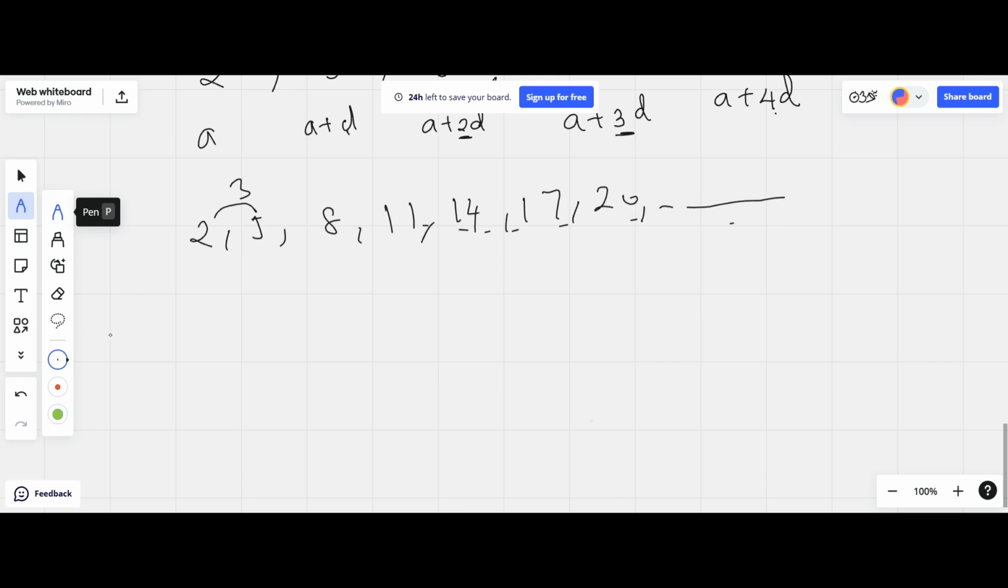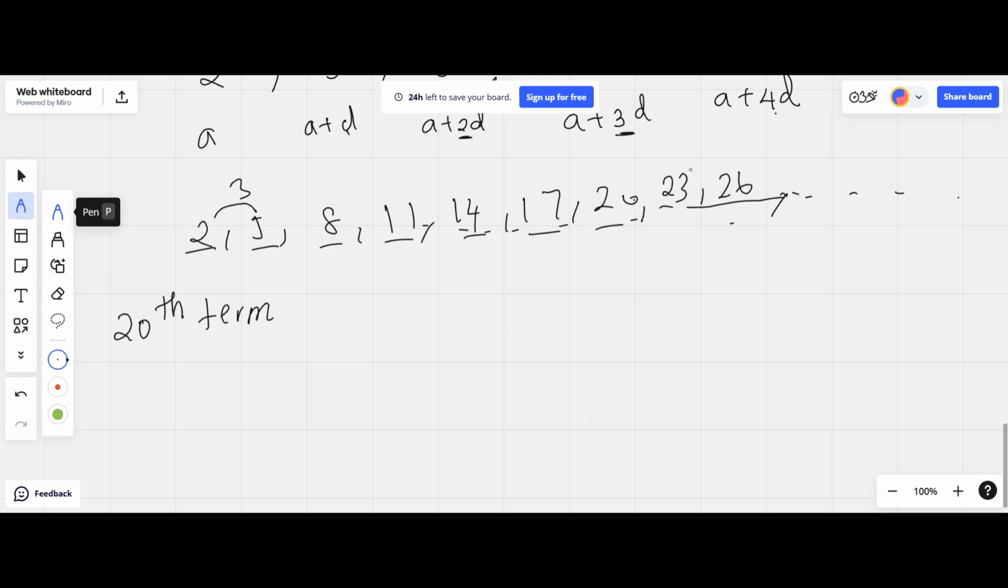Let's say your teacher is asking, in this sequence what will be the 20th term? This is the first term, second term, third term, fourth term, fifth term, sixth term, seventh term. Likewise, what will be the 20th number in this sequence? What you will do is write 20, next 23, next 26. Likewise, you will write 20 numbers and find the 20th term.